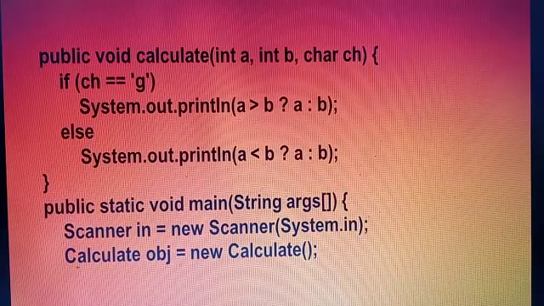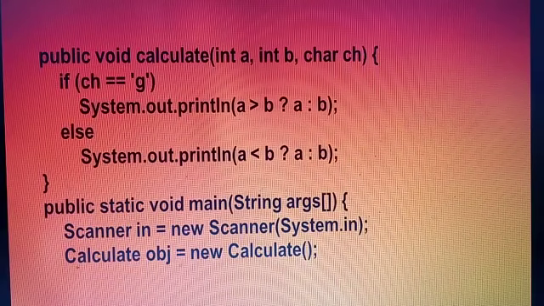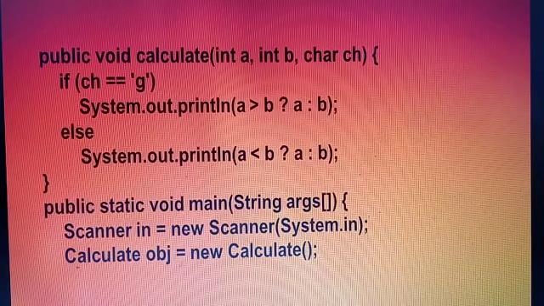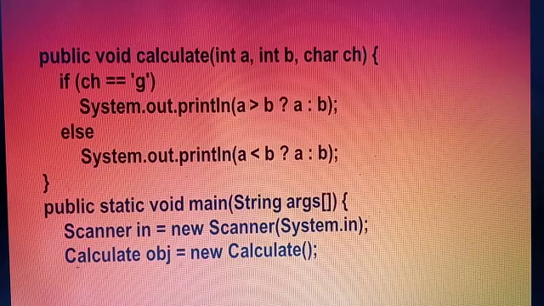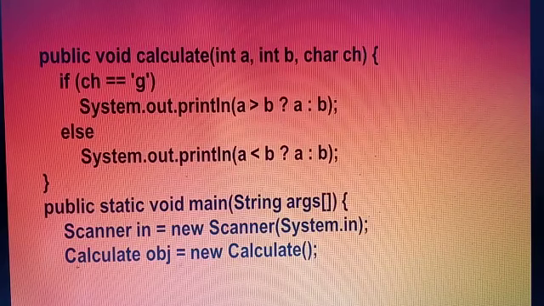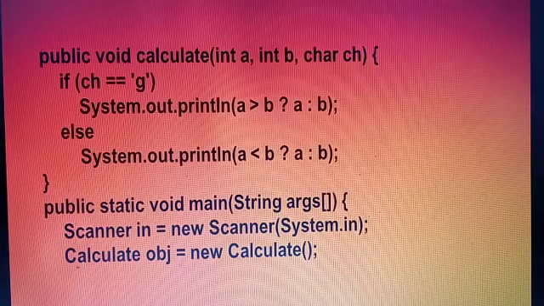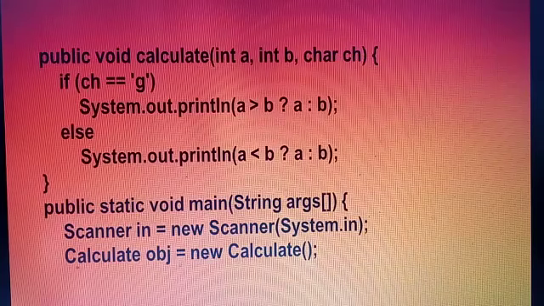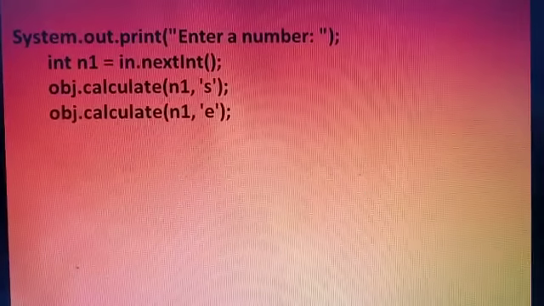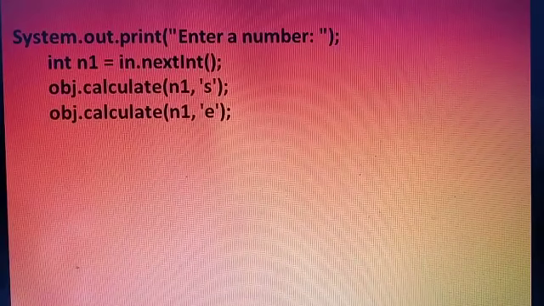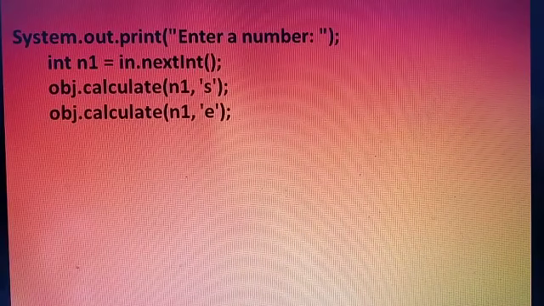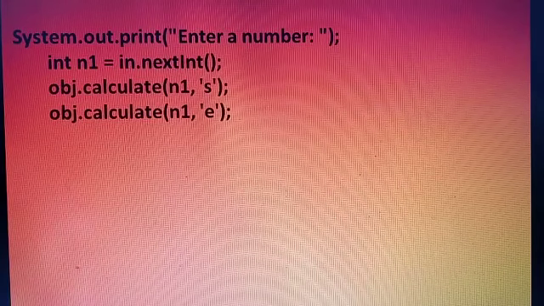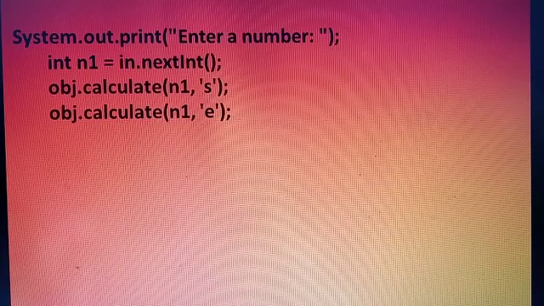Now you have to invoke a function the same way. Public static void main, String args, open the curly bracket, Scanner in equal to new Scanner, open the bracket, System.in, then close the bracket and terminate with a semicolon. Your class name, what was that? Calculate obj equal to new Calculate. Then you have to enter a number. int n1 equal to in.nextInt, then obj.calculate, what do you write? n1 comma s, and obj.calculate, what do you write? n1 comma e.